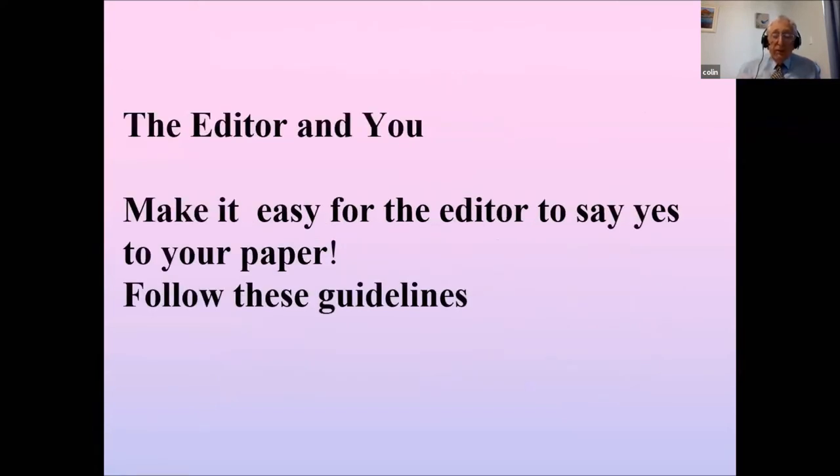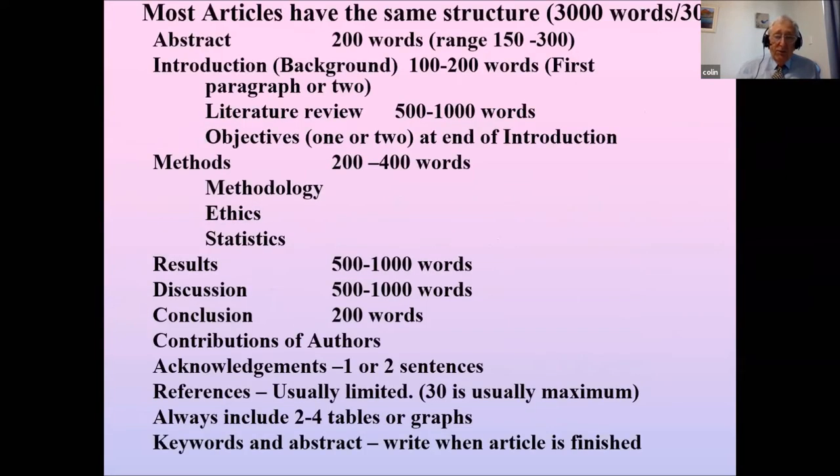So you've got to make it easy for the editor to say yes. Now, almost all articles have the same structure. In the Asia Pacific Journal of Public Health, we want papers that are around about 3,000 words long, that include about 30 references. And this is the basic structure which you will find in the workbook that you have been sent.